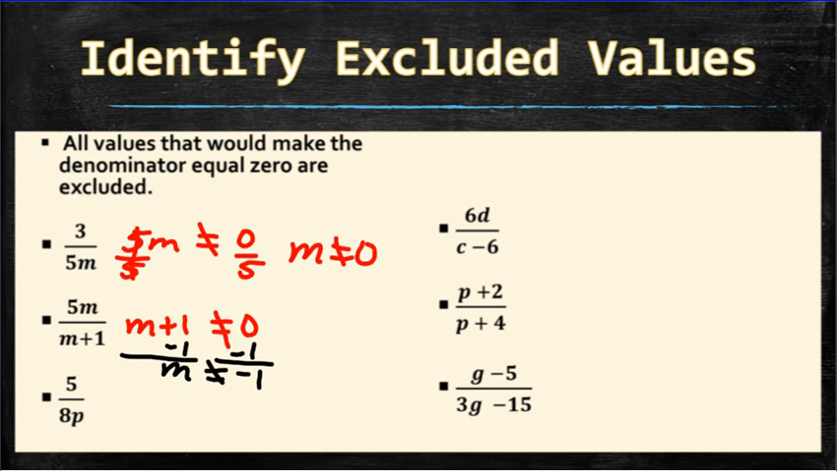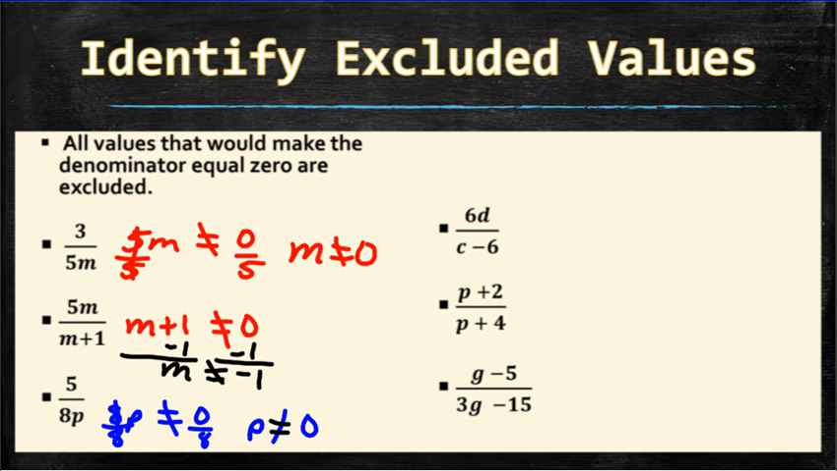Next problem, we have 5 over 8p. I'm just worried about the 8p because that cannot equal 0. Opposite of multiplying by 8 is dividing by 8. So I divide by 8 on both sides. P cannot equal 0. So I don't know if you notice a pattern here. Anytime it's multiplication in the denominator, the variable cannot equal 0. So just remember that.